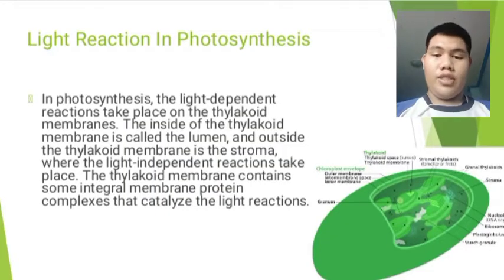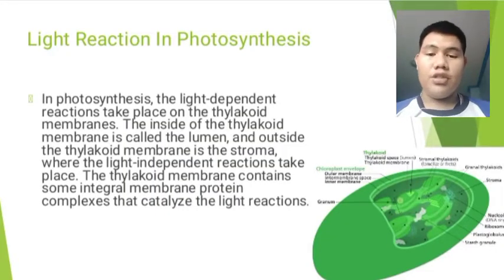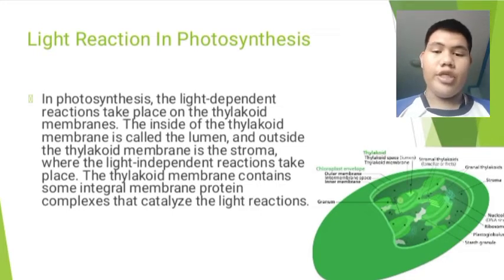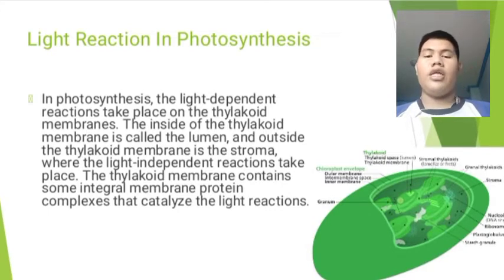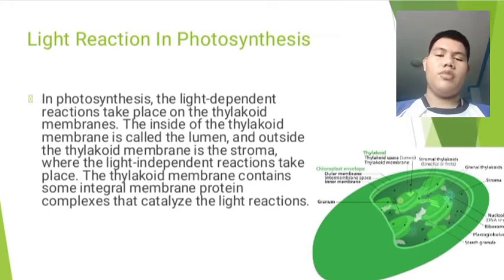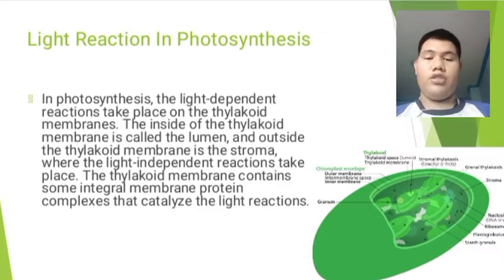In photosynthesis, the light-dependent reactions take place on the thylakoid membranes. The inside of the thylakoid membrane is called the lumen, and the outside of the thylakoid membrane is the stroma, where the light-independent reaction takes place. The thylakoid membrane contains some integral membrane protein complexes that catalyze the light reactions.